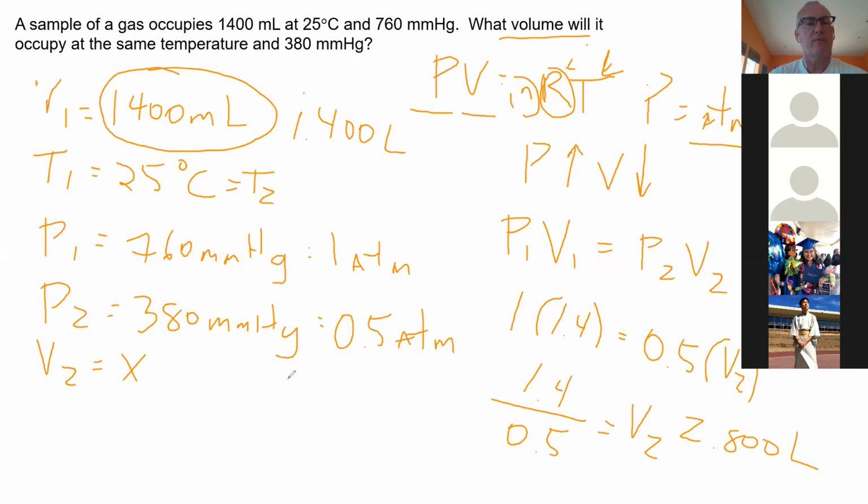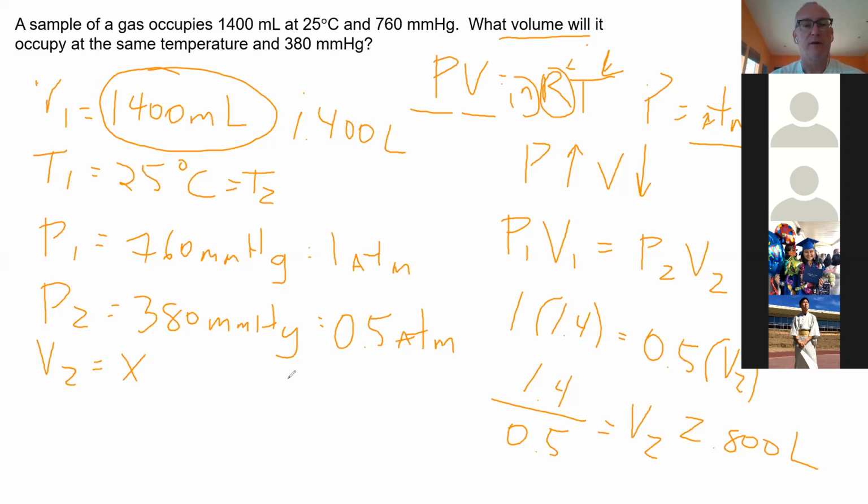If the question asked what the volume was in liters or what the volume was in milliliters, we would need to convert it. But since this question doesn't say, it just says what volume will it occupy, 2.800 liters or 2,800 milliliters is the same answer.